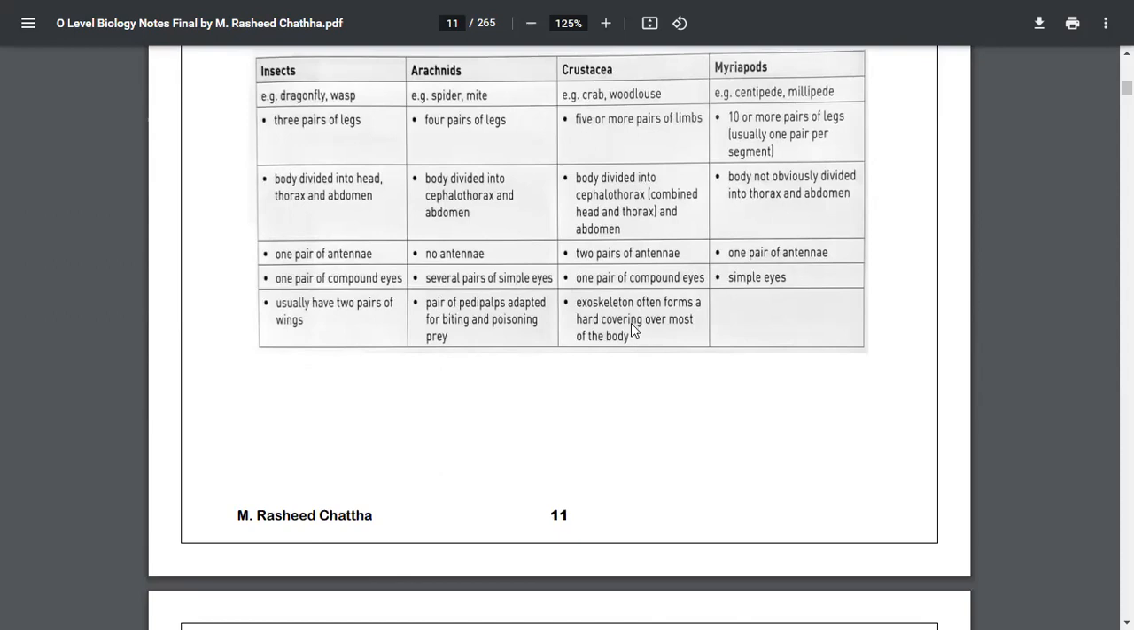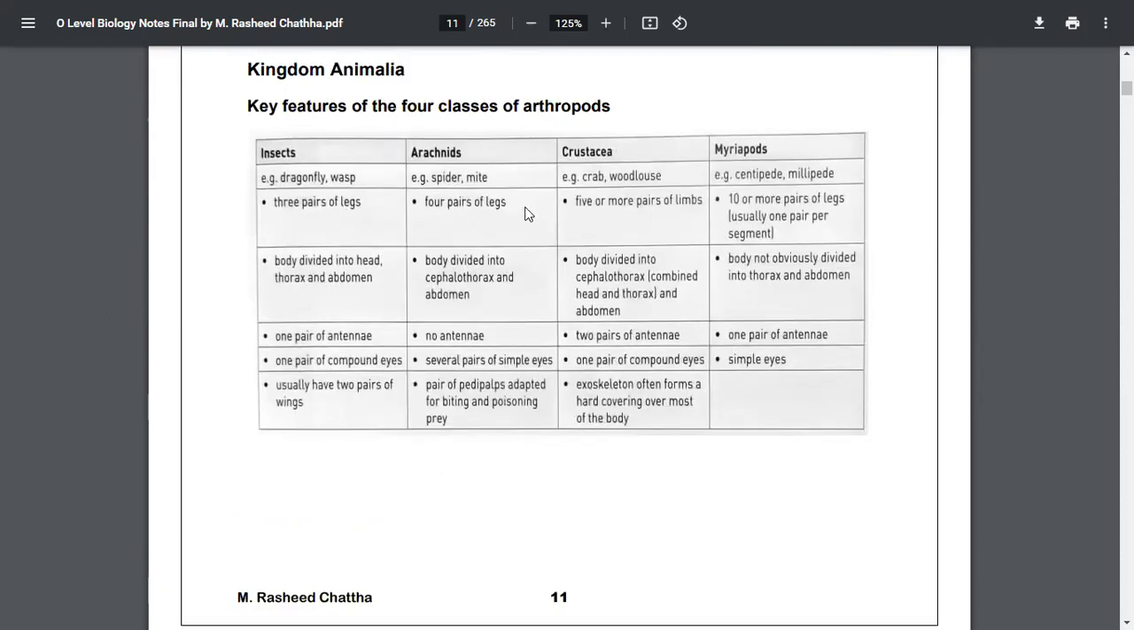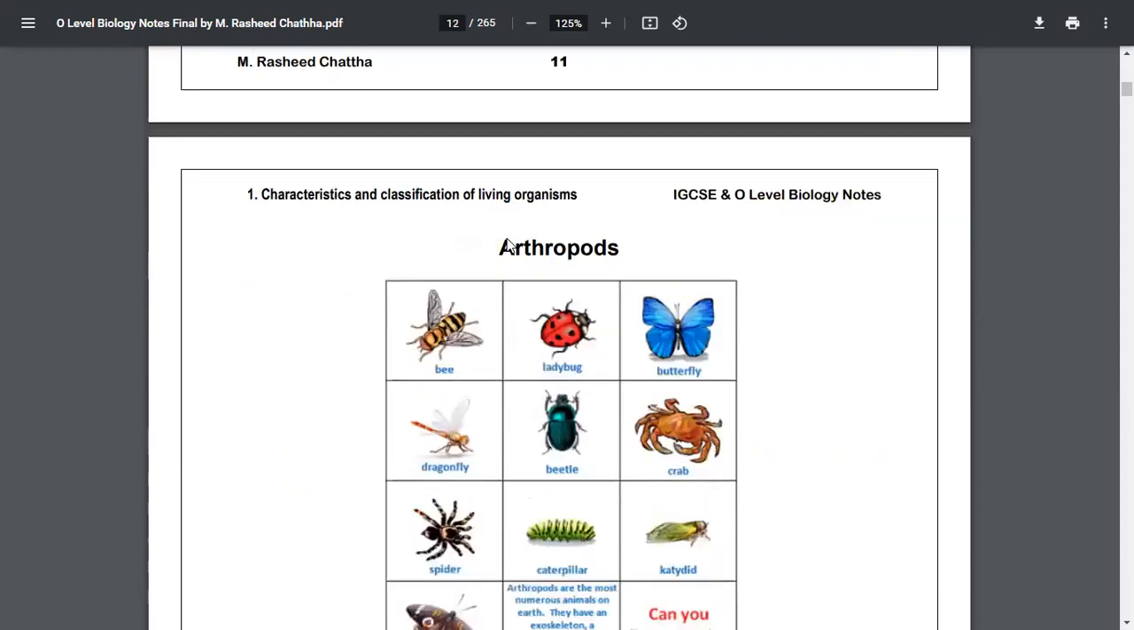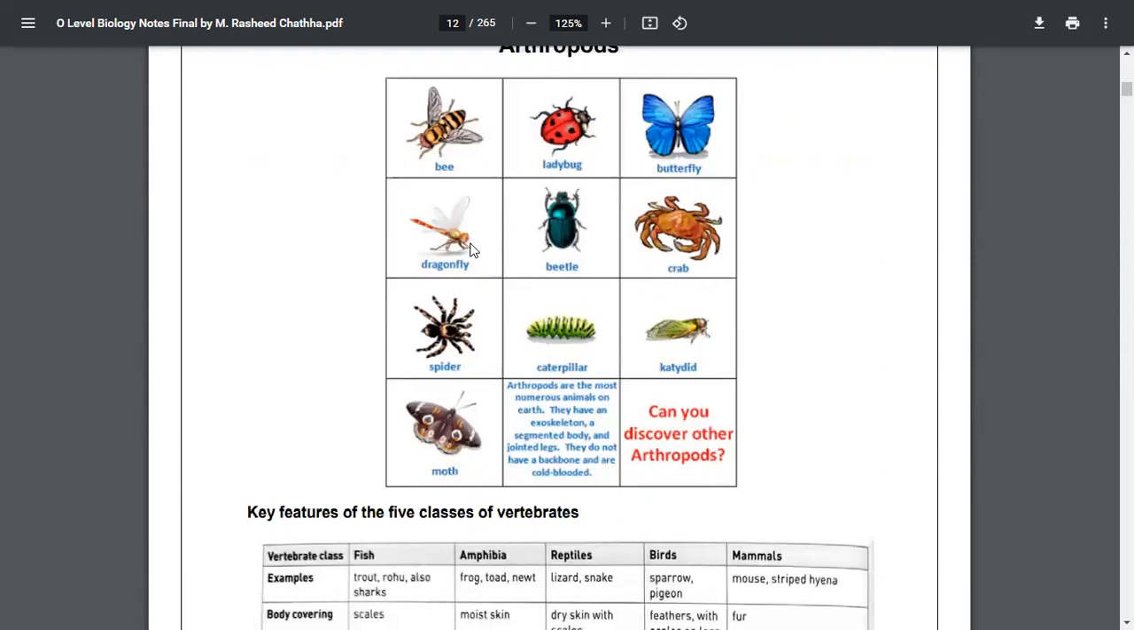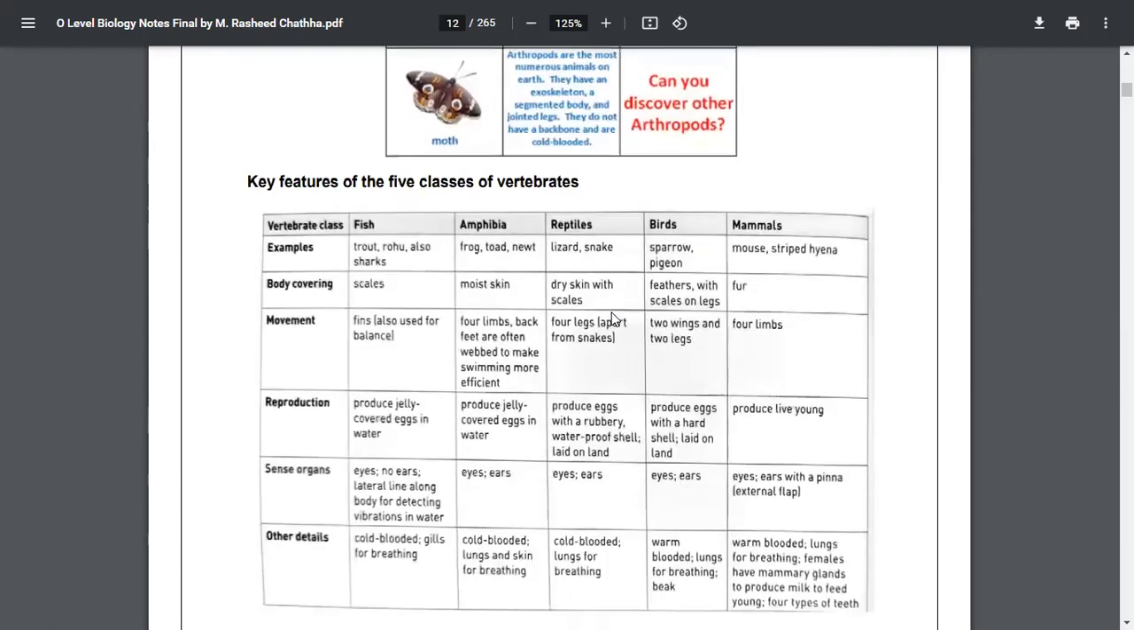So insects include housefly, honeybee, and mosquito, whereas arachnids are like spider and mite. Crustaceans are crabs and woodlouse, and myriapods are the centipedes and millipedes. They have many legs. Later on, their other features will be discussed.